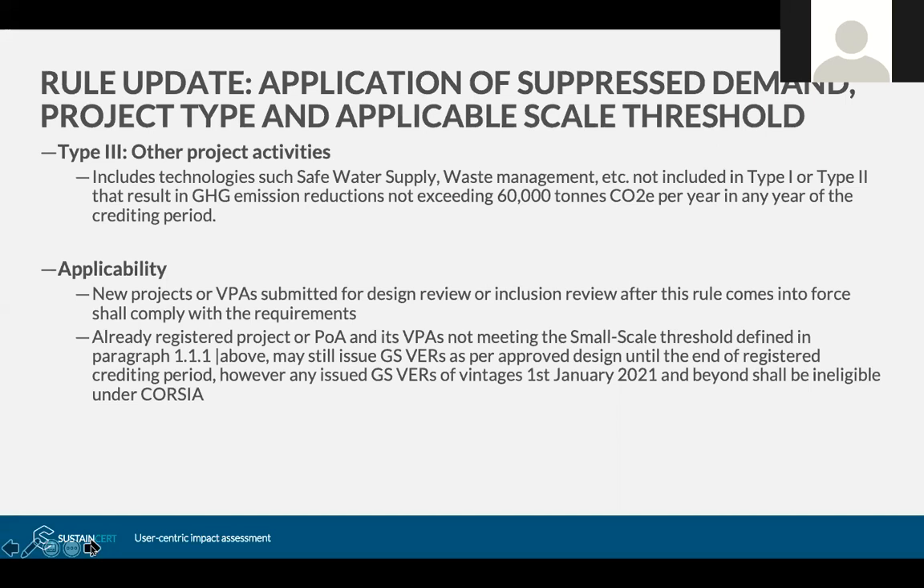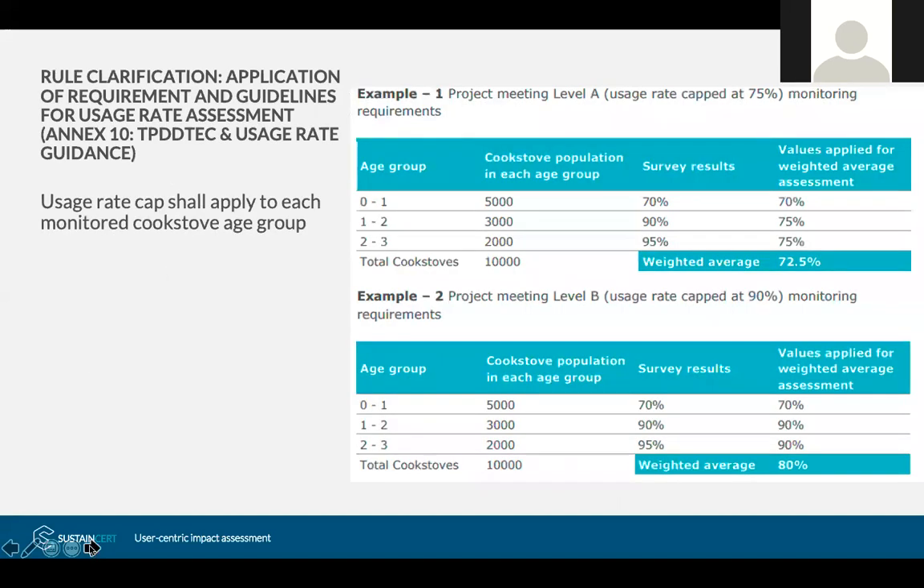And any issued GSVERs of vintages 1st January 2021 onwards will also be ineligible based on the CORSIA requirements. Okay, so that was the rule update on the suppressed demand application and the small scale threshold. Let's move on to the next segment, which is on rule clarifications.